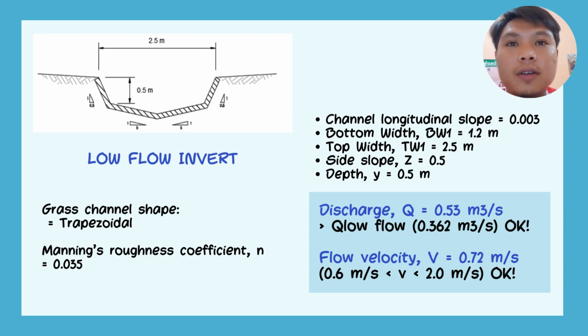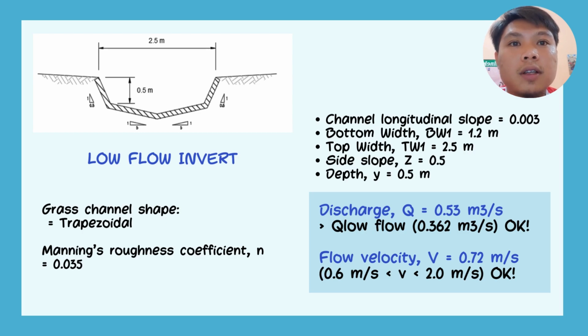Okay, continue for the drainage design. For the low flow invert, our group has chosen the trapezoidal grass channel shape with the Manning roughness coefficient n 0.035. So we assume the design cross section where we use the channel longitudinal slope 0.003, and then for the bottom width 1.2 meter, top width 2.5 meter, side slope Z 0.5, and with the depth 0.5 meter.